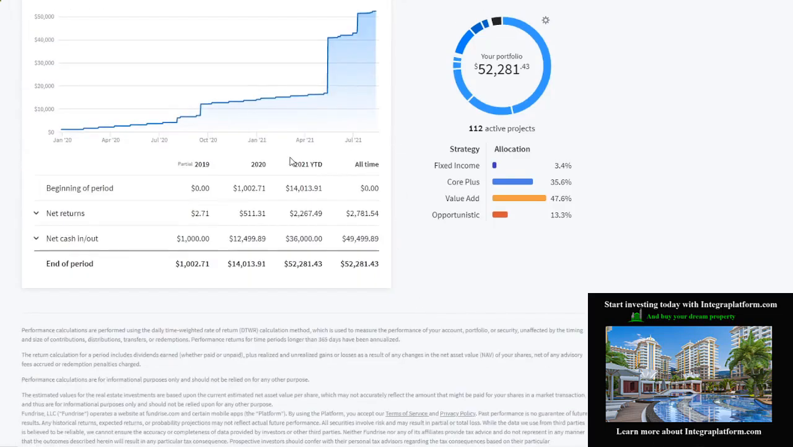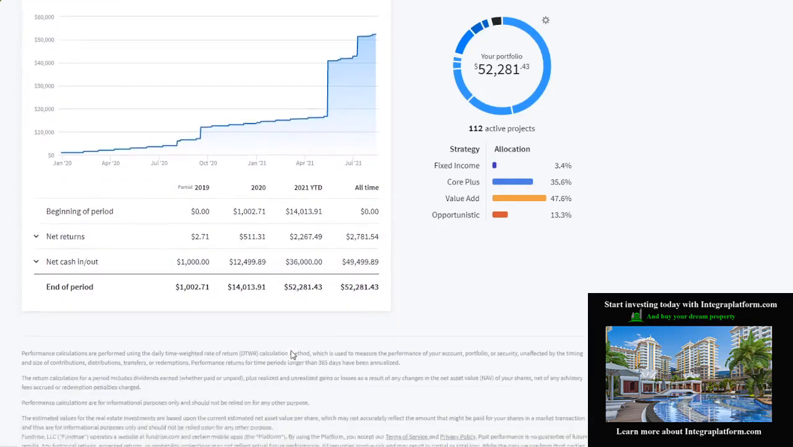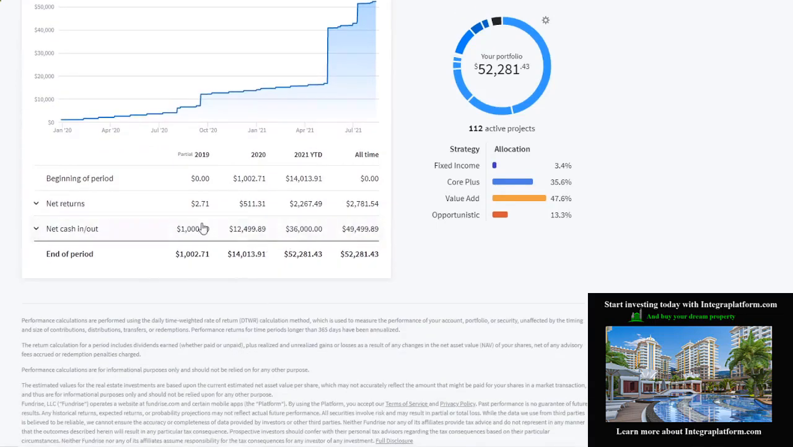So let's scroll down here. Once again, here we go. We have 2020 and 2021 year to date, and then the all-time net returns and net cash in and out. So this actually tells you how much money you put in and how much money you got returned. We're going to again ignore 2019 because that was 2 days. So let's look at 2020.